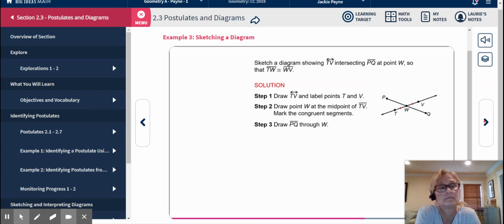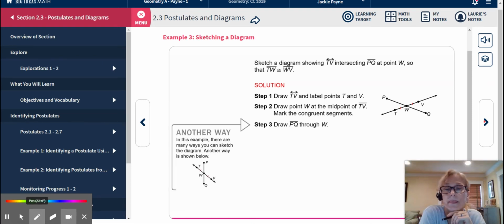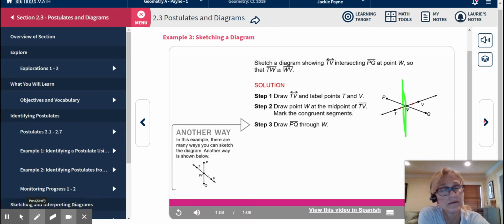This is a sketch of a diagram showing line TB intersecting line segment PQ at W, so that segment TW is congruent to segment WB. In this example, there are many ways you can sketch the diagram. Another way is shown below. So that's important because you realize I could have drawn it this way. As long as P's on this side, as long as it's labeled P and Q, there are plenty more ways. So we're going to keep going.